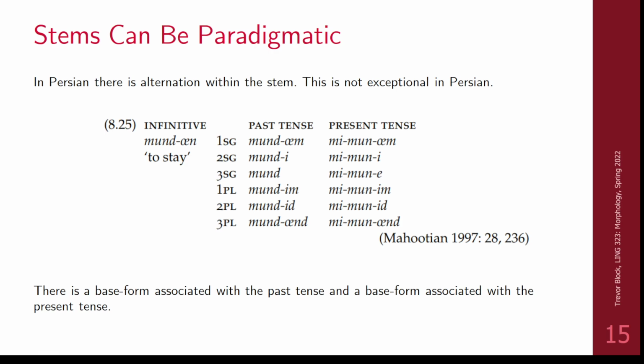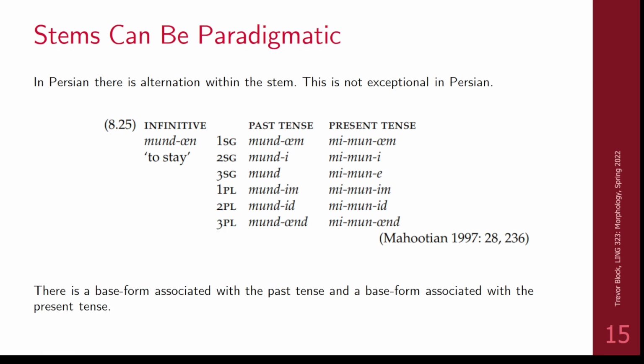Now we just did all of this stuff with affixes, but the words themselves, the roots, the lexemes, can have alternation too. So the paradigm doesn't have to be on a pronoun or a tense-like thing. It can just be on the word, like stem.